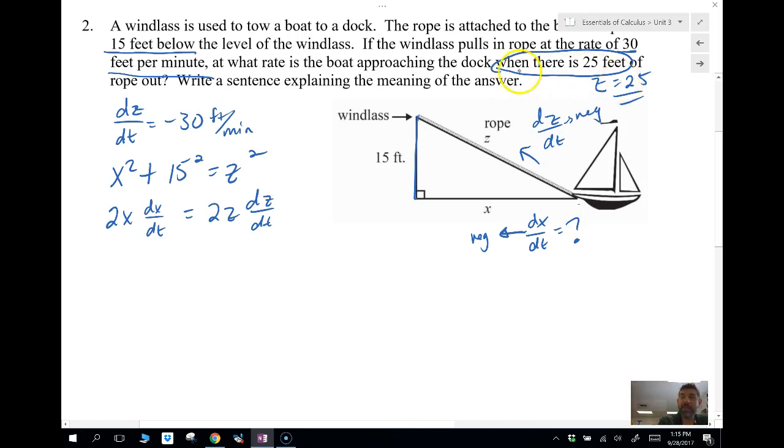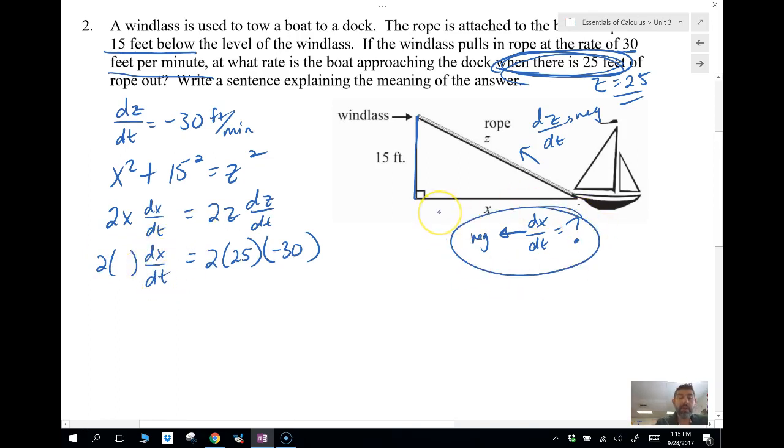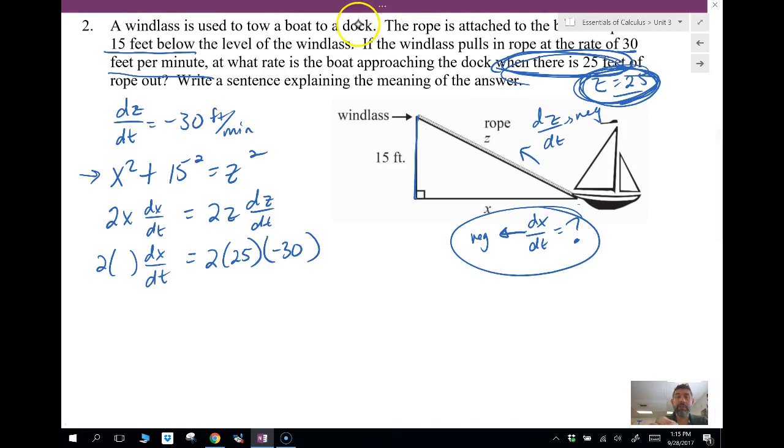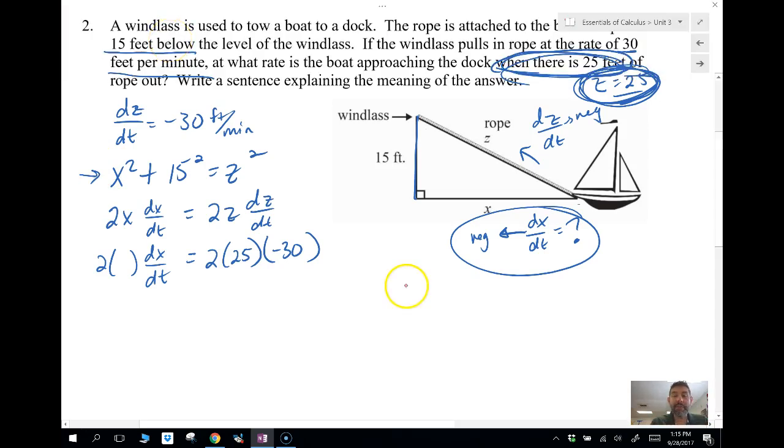So now we know that the rope is 25 feet out, so we're going to put 25 in for z. We know that dz/dt is negative 30. We don't know what x is, and we don't know what dx/dt is because that's what we're looking for. So now how do we find x? Well, we're going to find x by using 25 and my original formula to solve for x. Remember, I didn't solve for x until after I did my derivative. x squared plus 15 squared equals 25 squared.